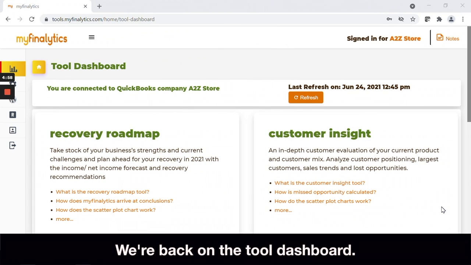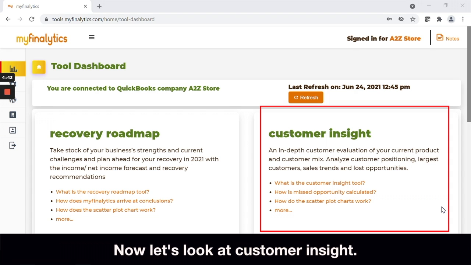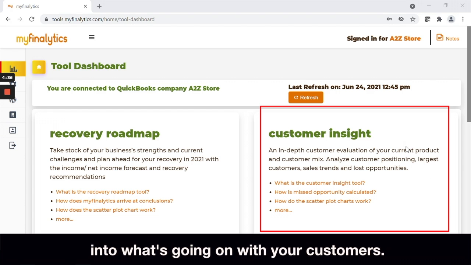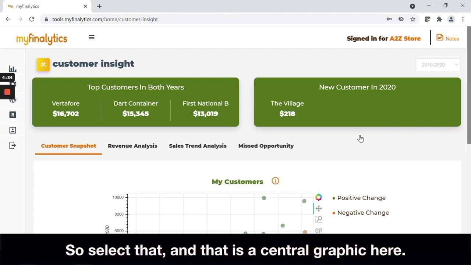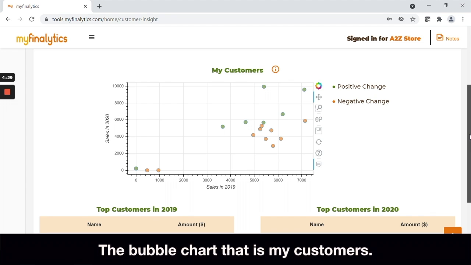We're back on the tool dashboard. We just looked at the bubble chart that you find on Recovery Roadmap, which was the income and expenses. And again, that graph shows you all your transactions for the year. Now let's look at Customer Insight. Again, the whole point of this tool is to really dive deeper into what's going on with your customers. So you select that, and that's the central graphic here, the bubble chart that is My Customers.